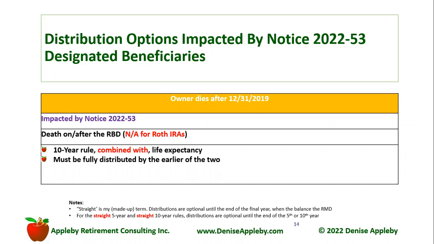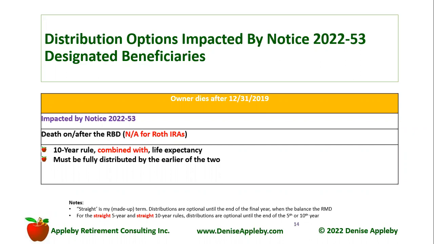But if we're talking about an inherited 401k that's rolled over to a Roth IRA, the question becomes, is the beneficiary a designated beneficiary or an eligible designated beneficiary? If it's a plain designated beneficiary and the account owner died before the required beginning date, then the option is the 10-year rule. Distributions are optional until the end of year 10. But if the account owner died on or after the required beginning date, then distributions would be made over the 10-year period, but annual RMDs would be required.